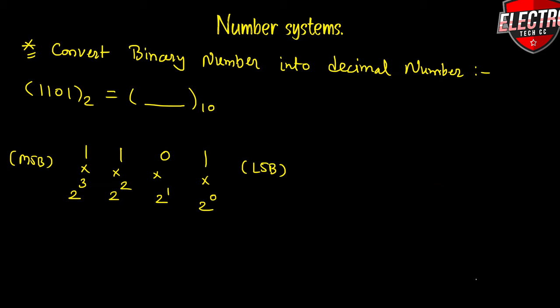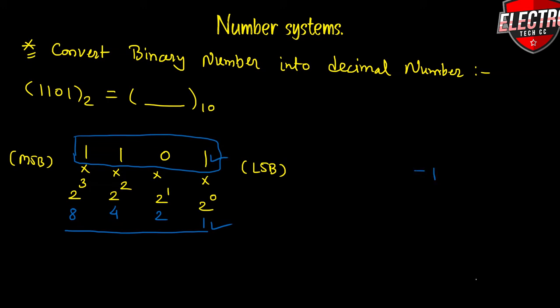2 raised to 0 indicates 1, 2 raised to 1 indicates 2, 2 raised to 2 indicates 4, 2 raised to 3 indicates 8. That means you have to multiply each of these values with the binary bits. So if I multiply 1 by 1, then I get 1, plus, and then you have to add this to the next bit.